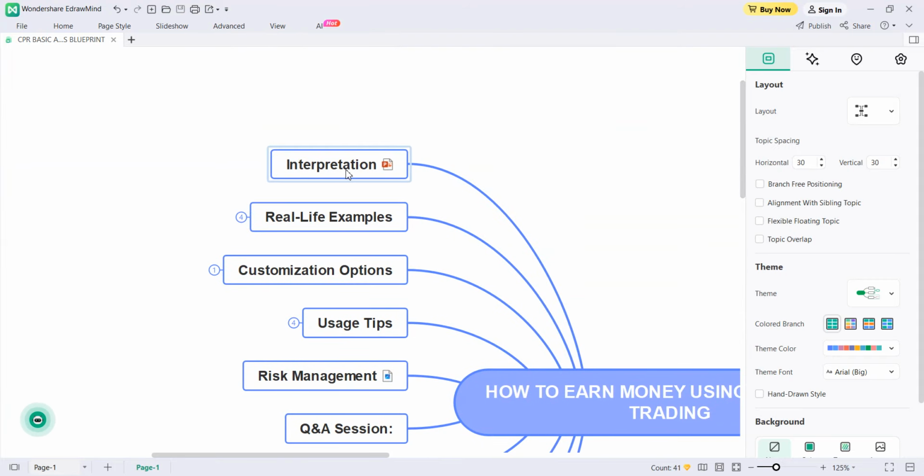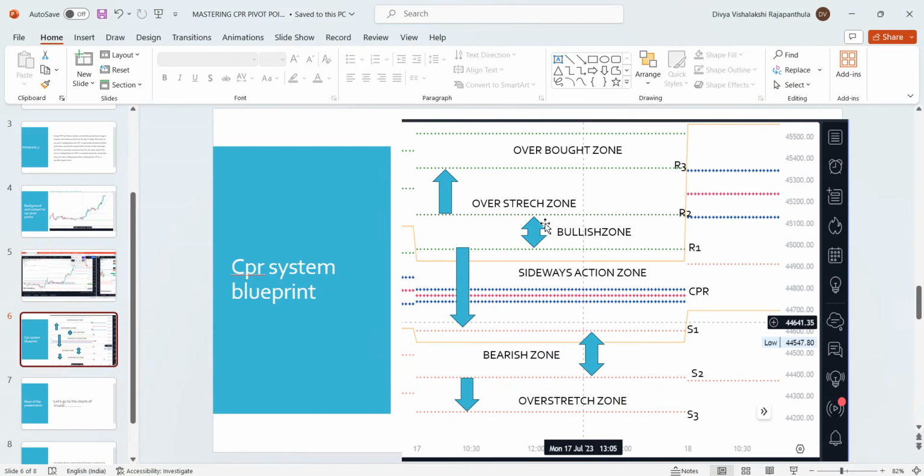Interpretation. How do you understand all these CPR levels? Let me explain this to you. Again, I'm coming here with the CPR system blueprint, because I have told you I will explain this later. This is the time to explain the complete blueprint of the CPR pivot points. See, we have the CPR, the central pivot range.